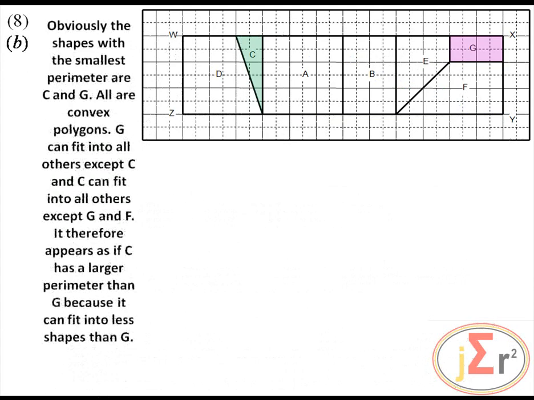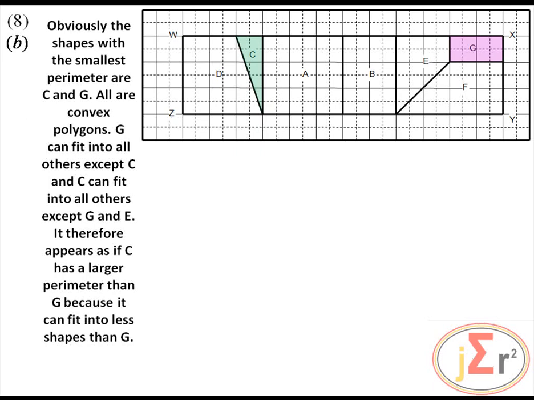So, we are required to write the shapes in the order of their perimeters, and of course we are putting the smallest one first. Obviously, the shapes with the smallest perimeter are C and G.